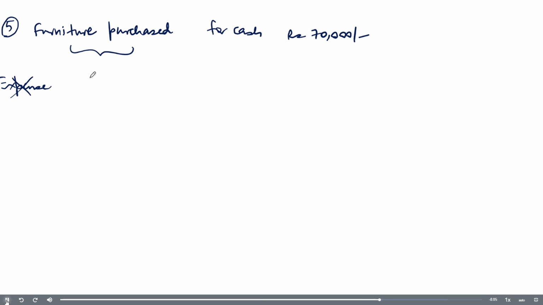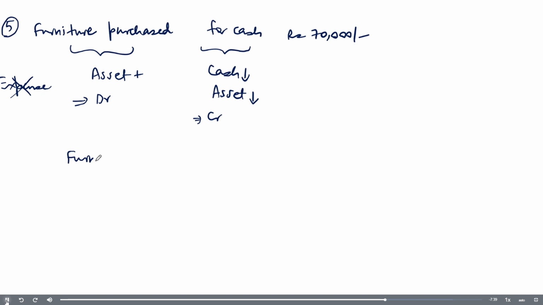This is just a one-off purchase for our own use, not for selling. So this is an asset. Asset is increasing, so you will debit the asset. And I've paid cash for that, so cash comes down. Cash is also an asset. One asset goes up and another asset comes down. So whichever asset comes down, you will credit that. So what is the journal entry? Entry is going to be furniture account debit to cash.